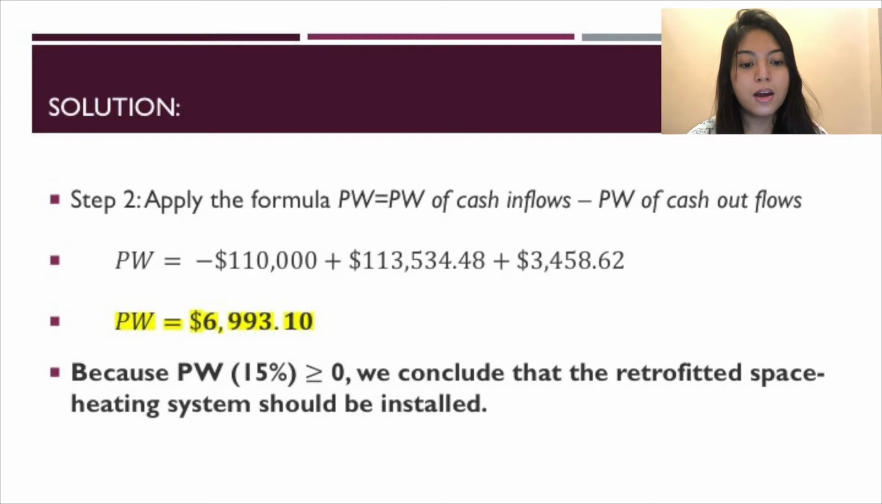Then, substituting the values, we will get a PW equal to negative $110,000 plus $113,534.48 plus $3,458.62. Then we will have an answer for the present worth of $6,993.10. Now, from the calculated value, we have a present worth at 15% which is greater than 0. We can conclude that the retrofitted space heating system should be installed.